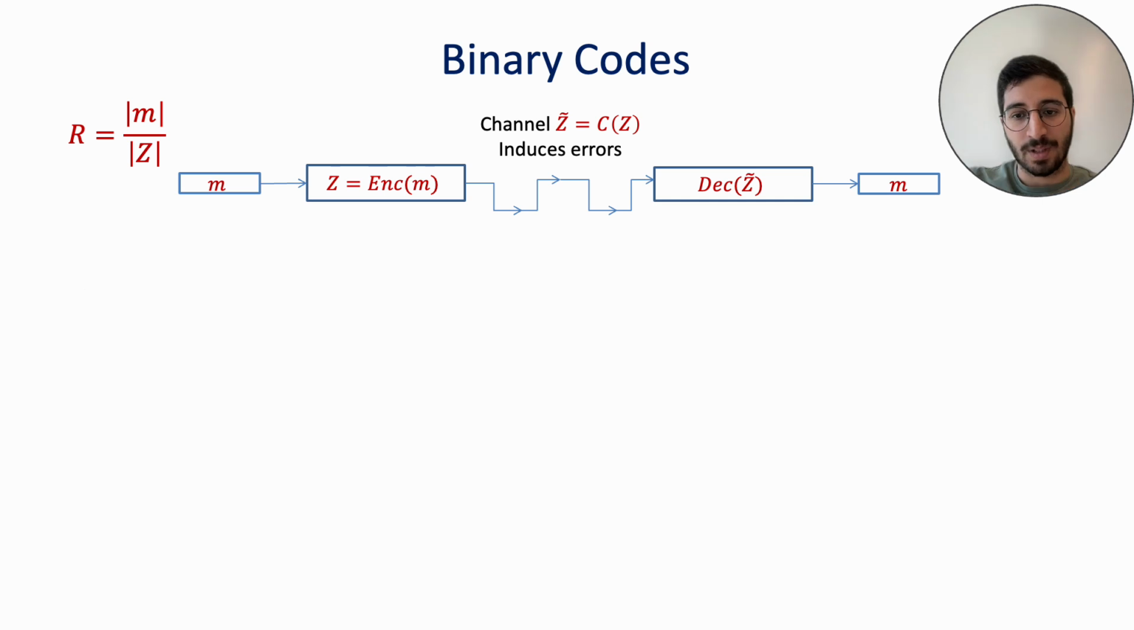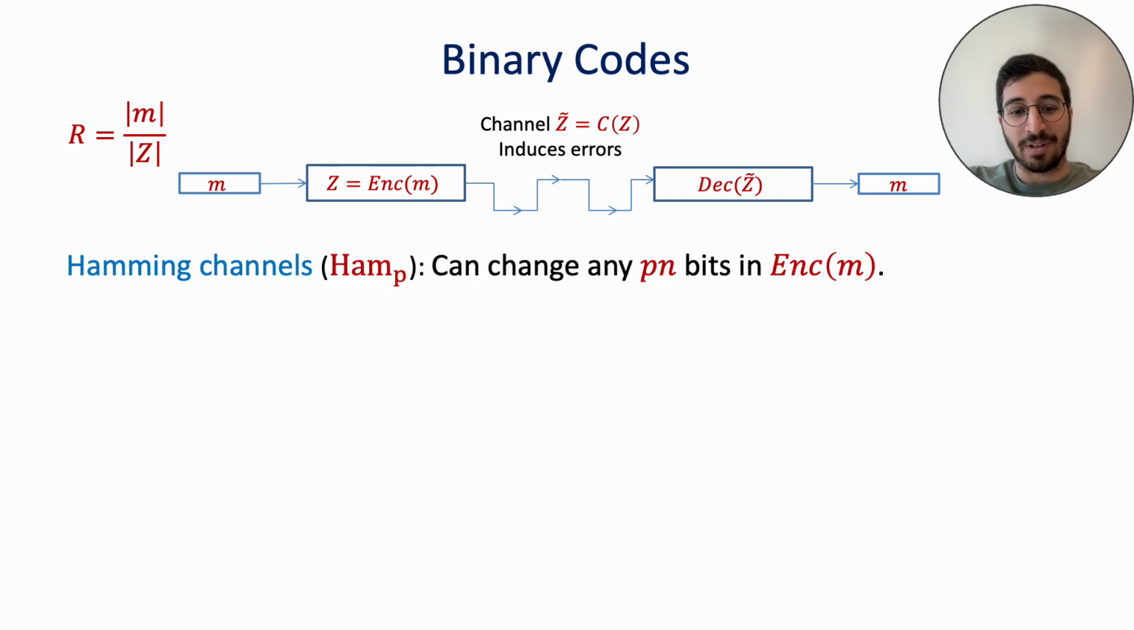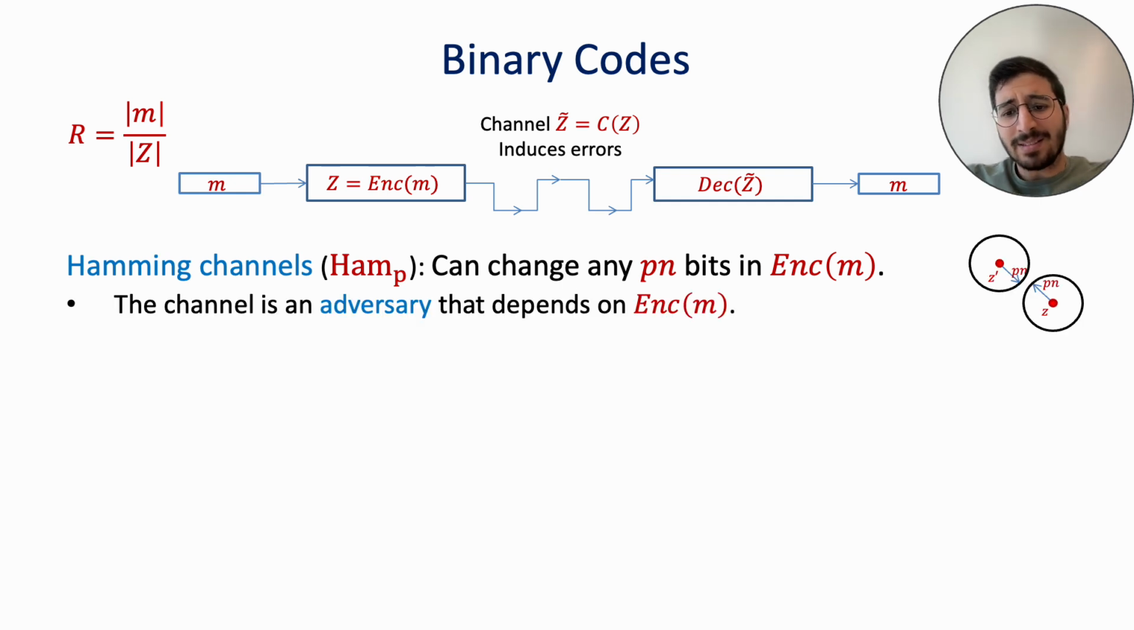So what kind of families of channels do we usually consider? Undoubtedly, the most studied class of channels is Hamming channels. Ham_p is going to denote the class of channels that can change any pn positions in the encoding. This is an adversary in the sense that it looks at what we're sending. The channel looks at what we're sending, and it can decide where to put the errors depending on the message or the encoding of the message we're sending. This type of adversary implies a notion of distance between every two codewords.